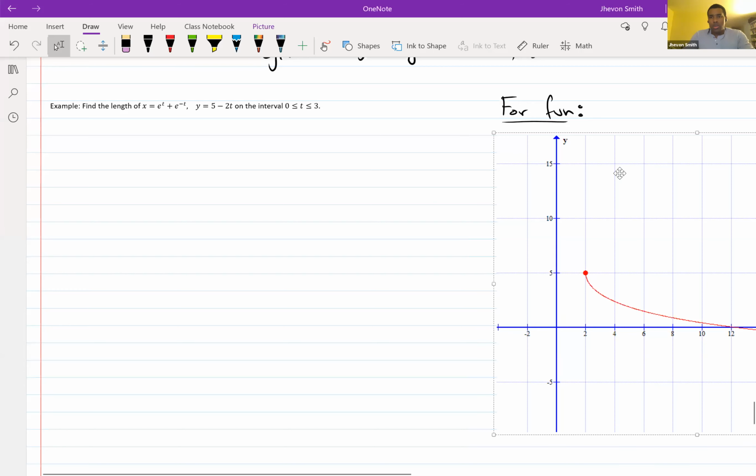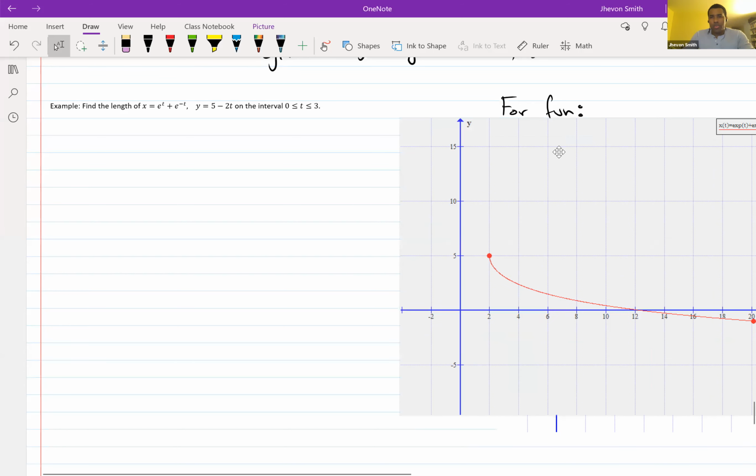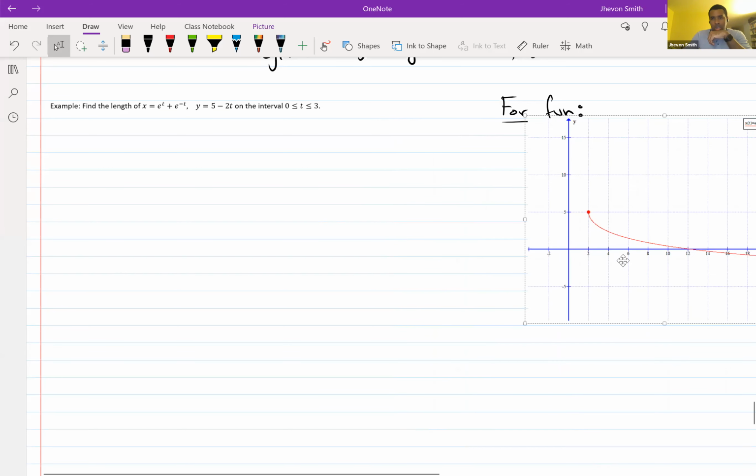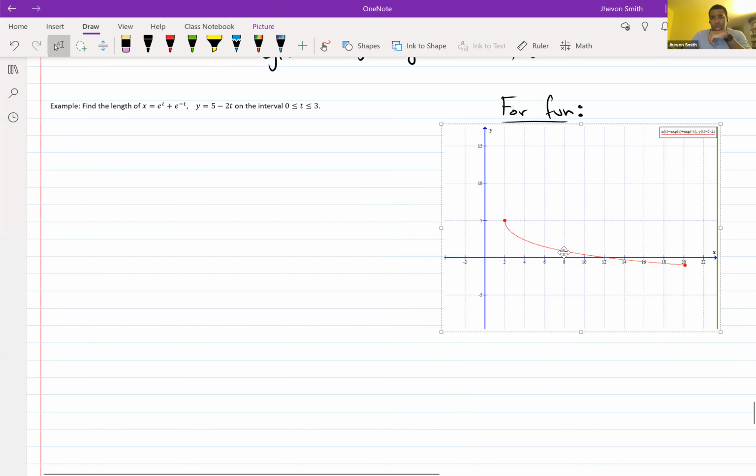Okay, so there's our picture. Now this question, you don't have to know what the picture looks like, of course. But just for fun, I wanted to graph it for you guys. Good luck actually graphing it from that. So we actually want to find out how long this curve is moving from this point to that point.